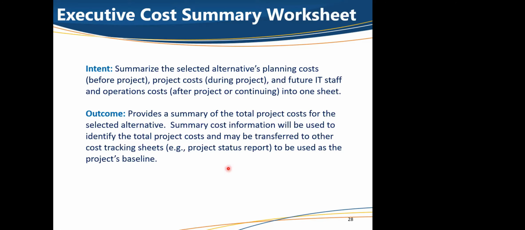Additionally, I want to note that this summary cost information is identical to the project status report format, so that you can take the information on that summary sheet and it transfers to a project status report line by line. So if I was providing a status report, I could look at my executive summary sheet, and it would provide a line by line comparison to the project status report.